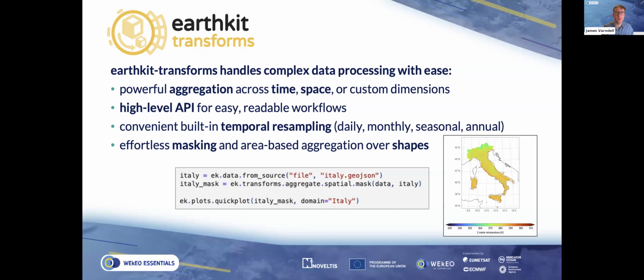We had things like doing spatial masks or doing resampling of data, where you might have, for example, daily data that you want to resample into annual data. So we have some really high level functions that let you do that in a very human readable, very straightforward way. You have a little example of the API there: loading a GeoJSON file with Earthkit Data, and then just applying that to some gridded data, and then very quickly visualizing that. You can see you can very easily, for example, mask data over a shape.